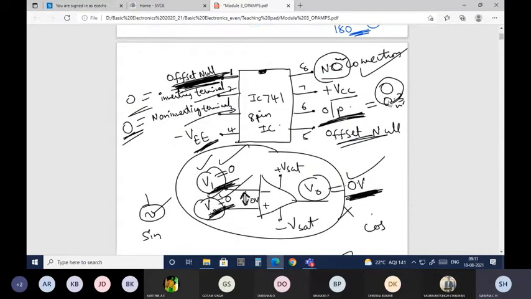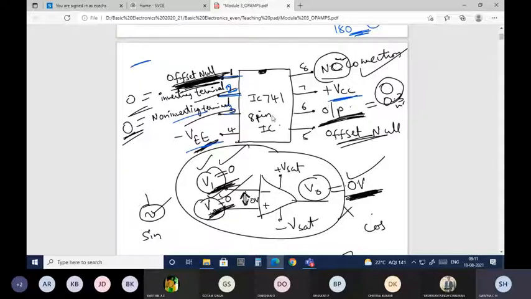And as I've mentioned, it is an IC. It is available in the form of IC 741, where it consists of 8 pins. The first pin is offset null. The second one is the inverting terminal, the negative terminal I was mentioning. The inverting terminal is at the second pin. The third pin is the non-inverting terminal, then minus VEE and plus VCC.